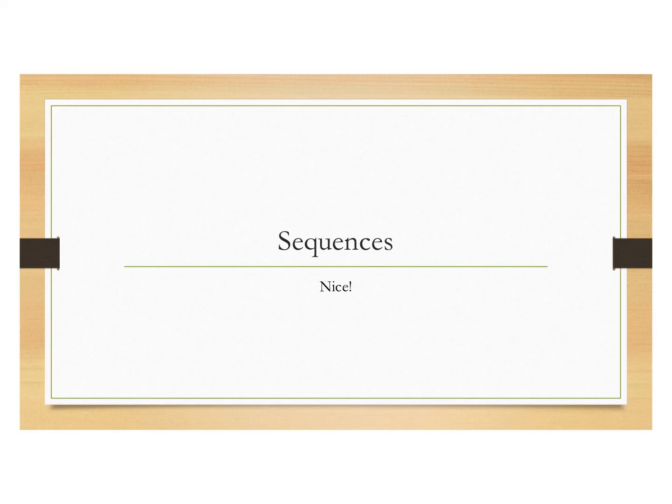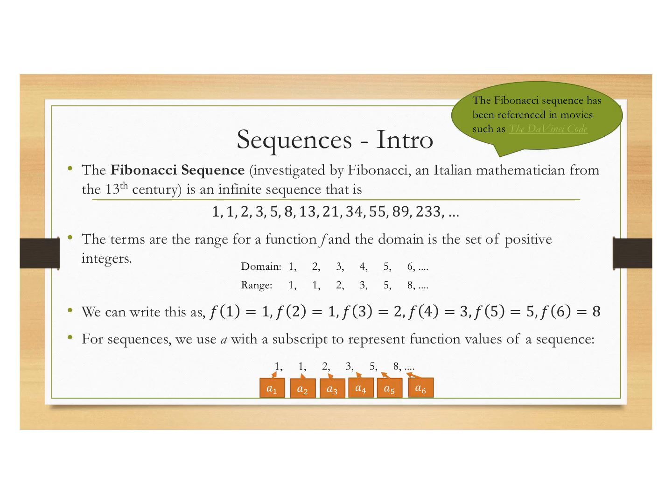Today we will talk about sequences. So just a little introduction to sequences. The Fibonacci sequence is investigated by Fibonacci. He's an Italian mathematician from the 13th century. It's an infinite series that looks as such: 1, 1, 2, 3, 5, 8, 13, etc. And to get the Fibonacci sequence, all you would do is add the previous two numbers to get the next term, which is really clever.